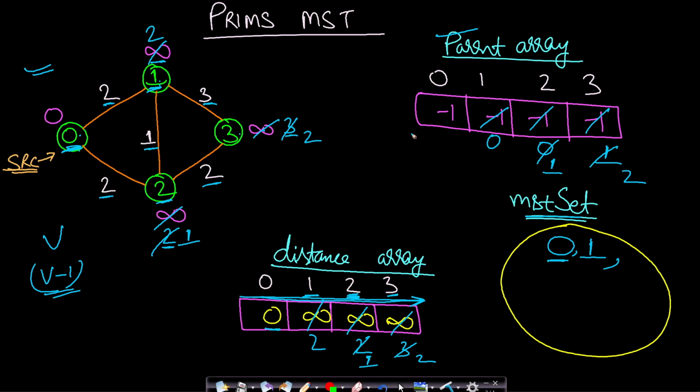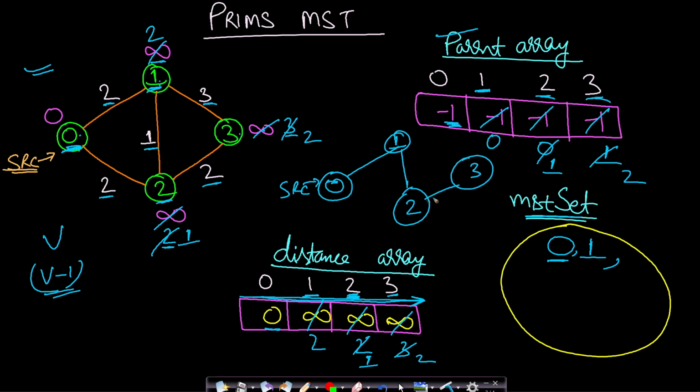So how will the MST look? This has value -1, so 0 will be the parent, that means the source node. 1's parent is 0, 2's parent is 1, okay, and again 3's parent is 2. So this will be the MST structure, and the edge weights are 2, 1 and 2.